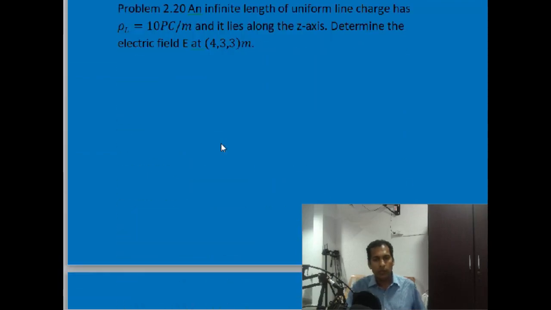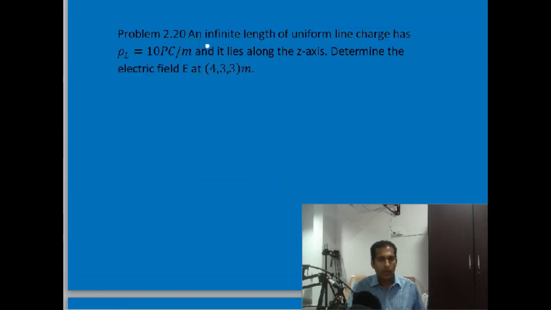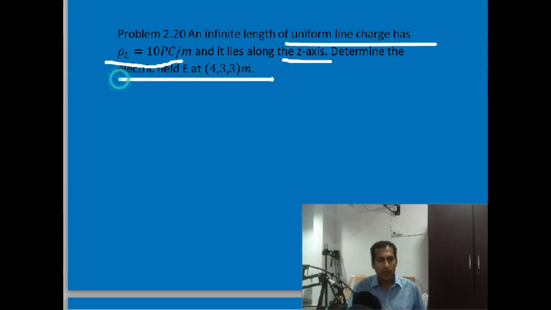Now let us see one more simple example. Here we have an infinite length uniform line charge density rho L given. It is lying on the z axis. So we have to find out the electric field intensity at 4, 3, 3.